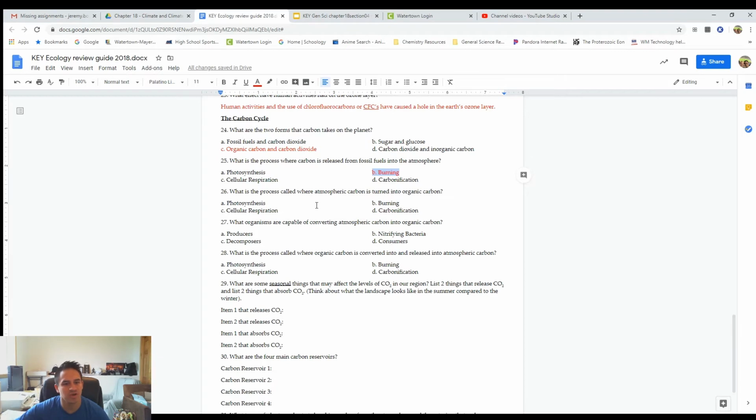Number 26, what is the process called where atmospheric carbon is turned into organic carbon? There's only one kind of organism on the entire planet that can take carbon dioxide from the atmosphere and turn it into carbon that is now part of a living organism, and that is plants. That process is known as photosynthesis. We humans cannot take carbon dioxide out of the air and turn it into part of our body. That would be great, in which case that would be how we get our food. But unfortunately, we can't do that. So only plants can.